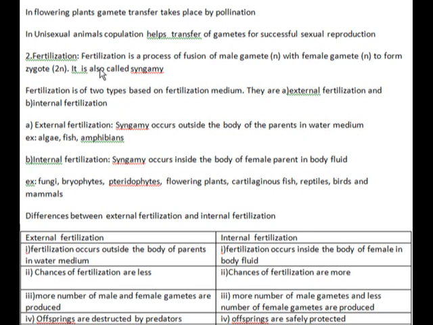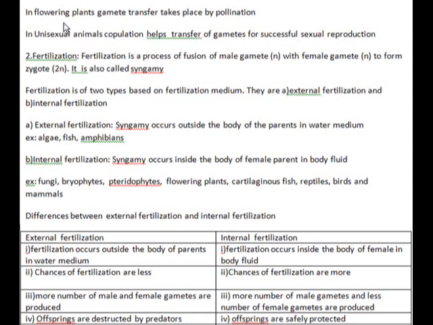If I take the higher plants, that is flowering plants, gamete transfer takes place by the act of pollination. So in flowering plants, the transfer of gametes is by the act of pollination or process of pollination. You know the meaning of pollination. Transfer of pollen grains from anther to the stigma of the same flower or of a different flower of the same species. So that act of pollination helps the transfer of gametes in flowering plants or angiosperms. In unisexual animals, copulation is the process of transfer of gametes for successful sexual reproduction.